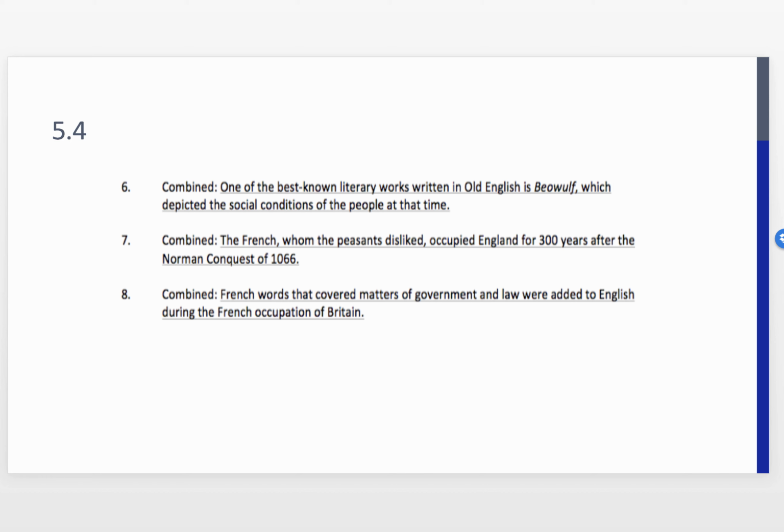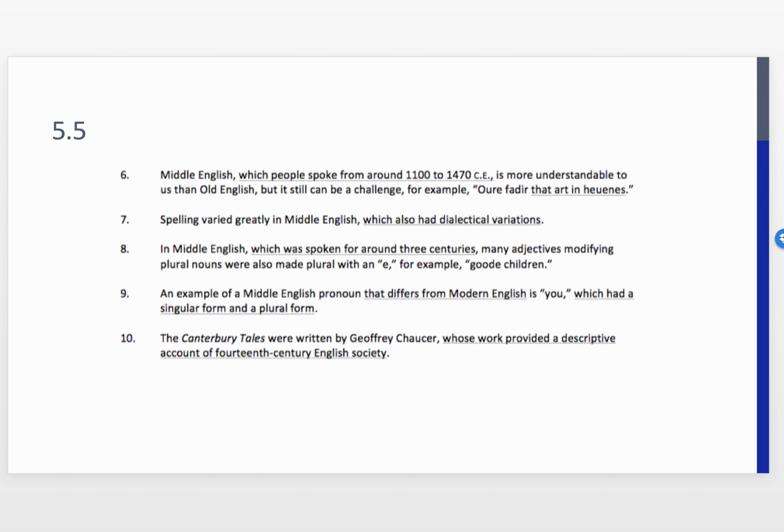Number 8, French words that covered matters of government and law were added to English during the French occupation of Britain. So that clauses never have a comma. That clauses never have a comma. So skipping 9 and 10, we'll look quickly then at section 5.5 and determining the punctuation.